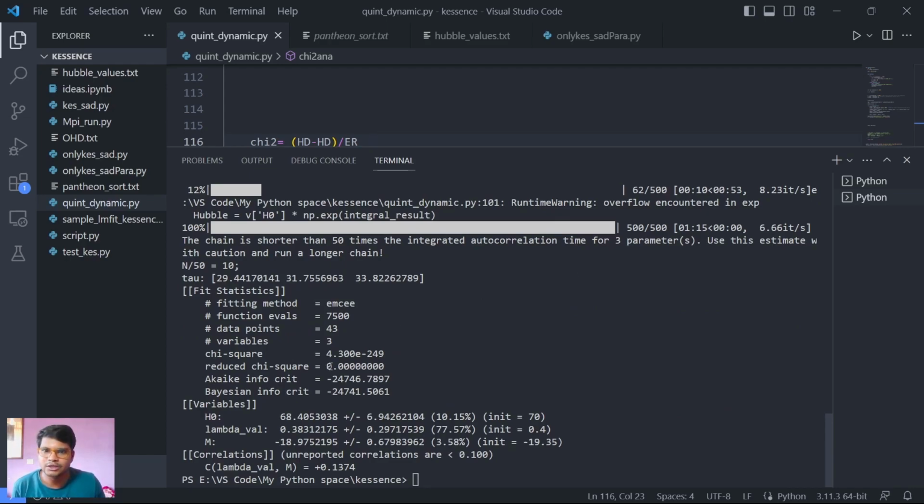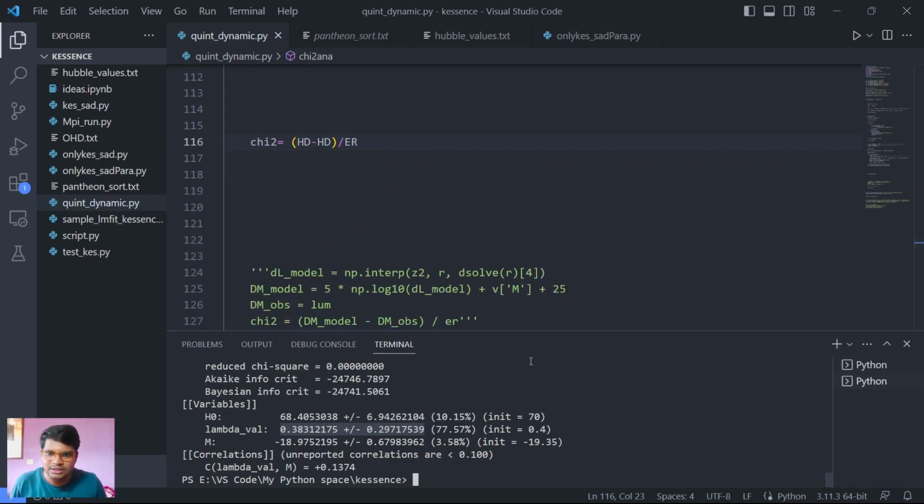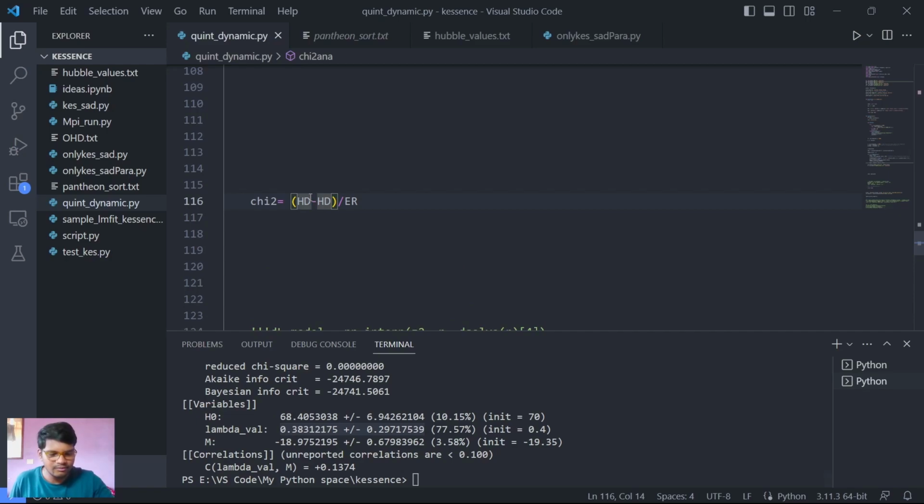Now over here, you can see that chi-square is 4.3 times 10 to the minus 249, and reduced chi-square is 0.0. AIC is minus 2.47. If the AIC is negative, it means that your model is extremely fine. So we are not using any model, we're just using the same thing. H0 is coming out to be 68, 10.15% deviation, and then the lambda value is 0.38. I don't know why it is calculating the lambda value, but it does not have any meaning, right? So you see that this is what happens: if you have a very good model, then this is the value that you should expect.